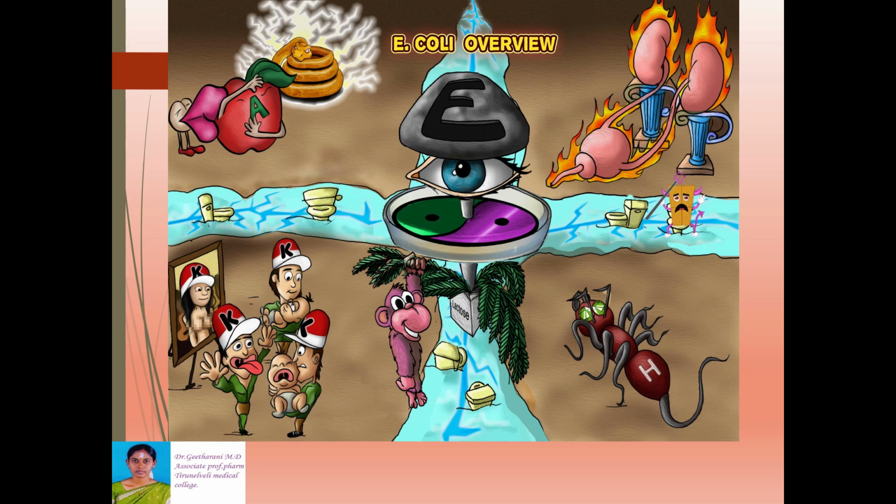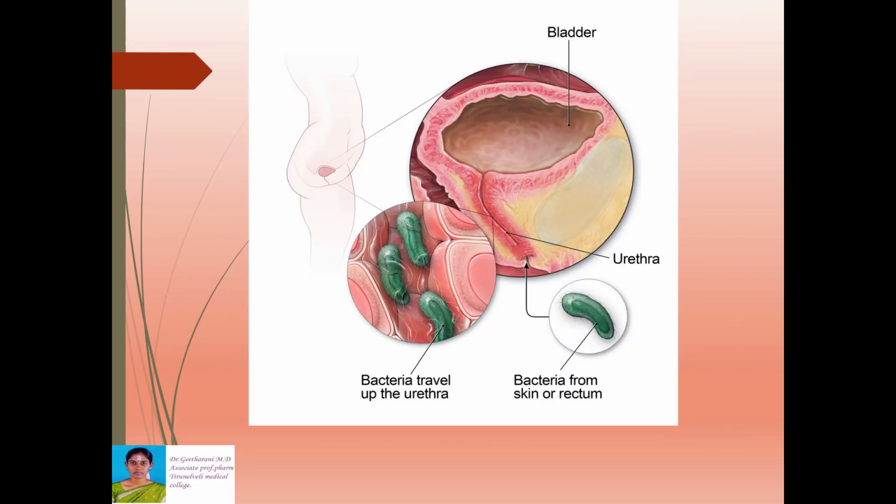And E. coli is again responsible for food poisoning. It can cause diarrhea too. So this picture highlights urinary tract infections, and E. coli is a major reason for that. And the H antigen is responsible for motility, so that's why a moving ant-like picture is shown here. This is a word about E. coli, which is the most common organism. So here we can see the picture.